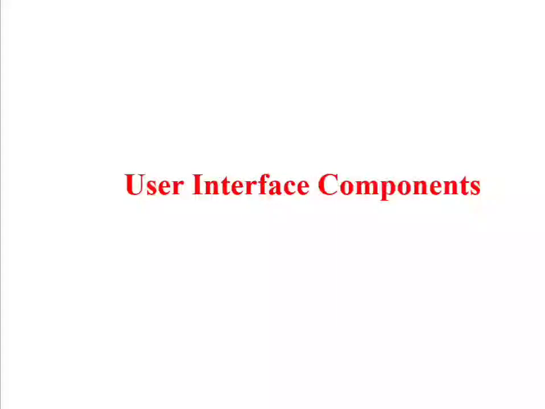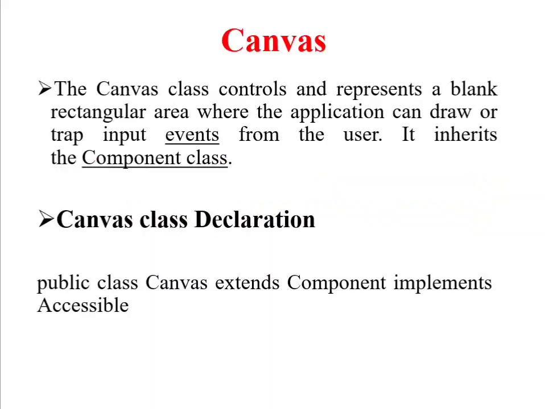It inherits the Component class. The Canvas class declaration is: public class Canvas extends Component implements Accessible. This is the Canvas class declaration. Next is the Canvas class constructor. First is Canvas(), which constructs a new canvas. Next is Canvas(GraphicsConfiguration config), which constructs a new canvas with a given graphics configuration object. This is the Canvas class constructor.